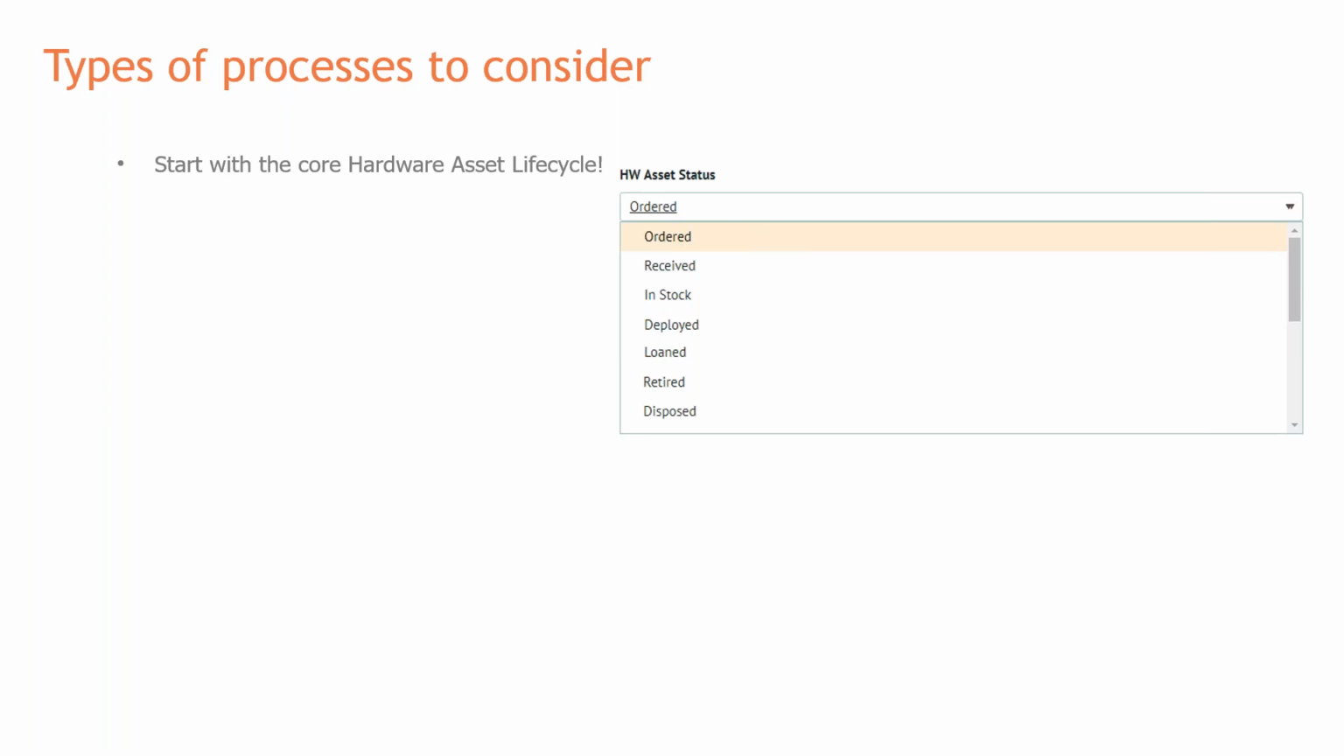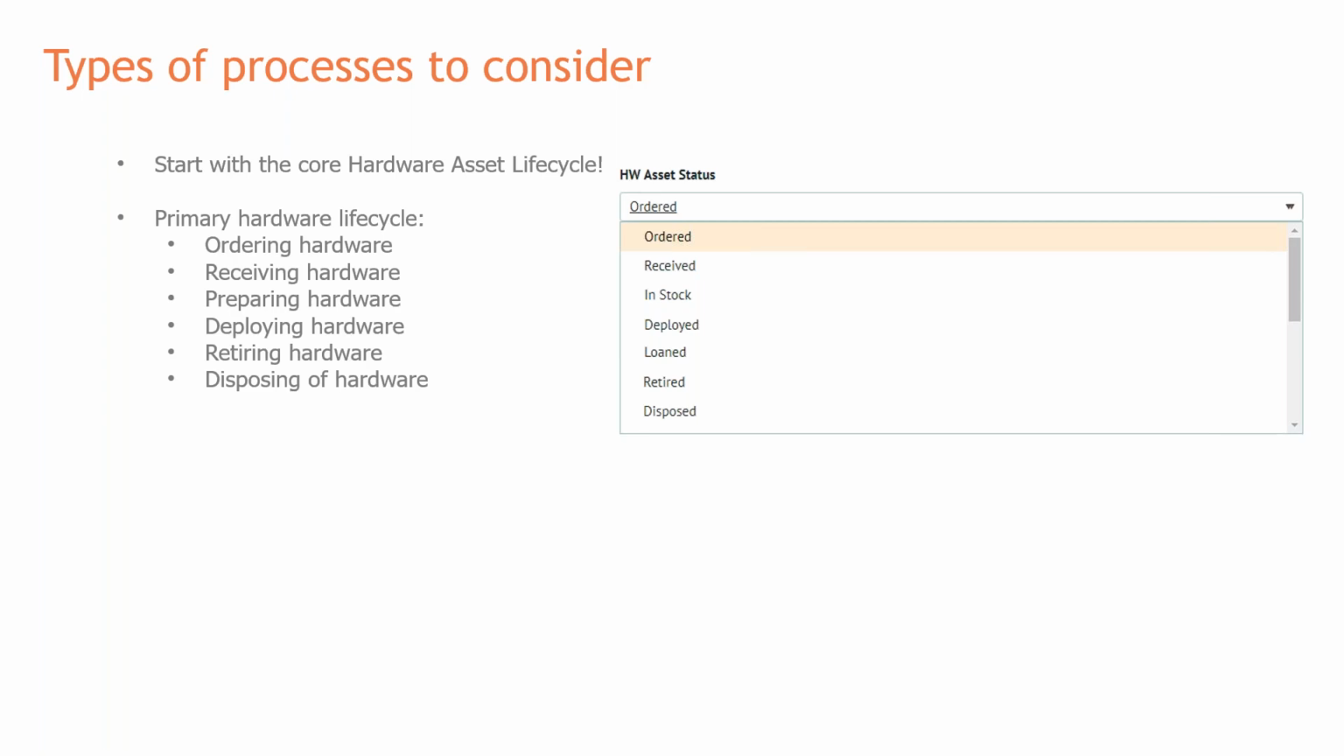So out of the box, you get these values, which is a rudimentary life cycle, but we can obviously extend that as we need. And that gives us these key functions: ordering hardware, receiving hardware, preparing hardware, deploying of hardware, retiring of hardware, and disposing of hardware.